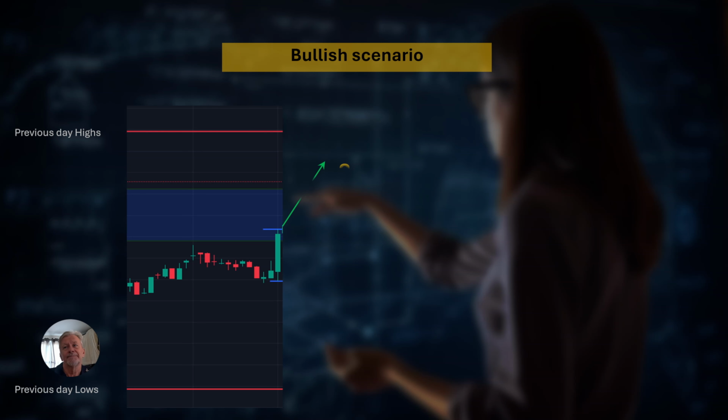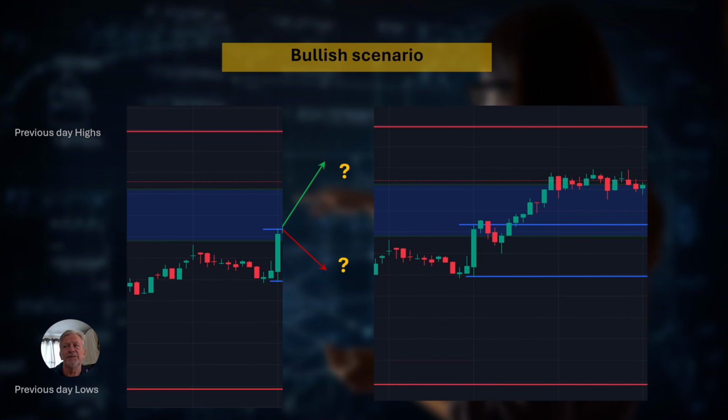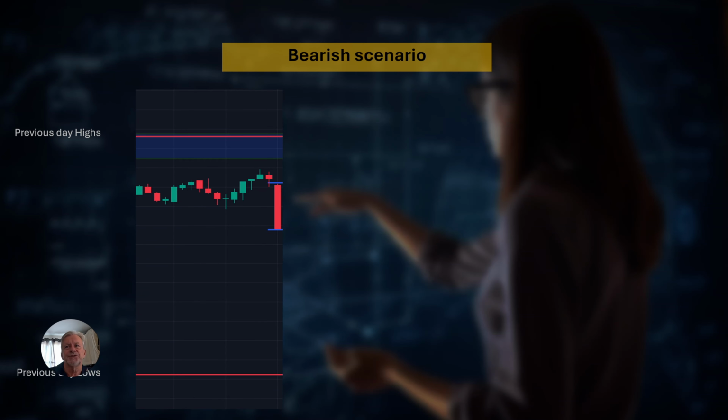So, is it going up from this 5 minute candle, or is it going down? This is an example of the bullish scenario. In this case, it went up. So the bullish scenario for the 5 minute candle is very good to see, and it's a good indicator it's going up. In a bearish scenario, it's the opposite.